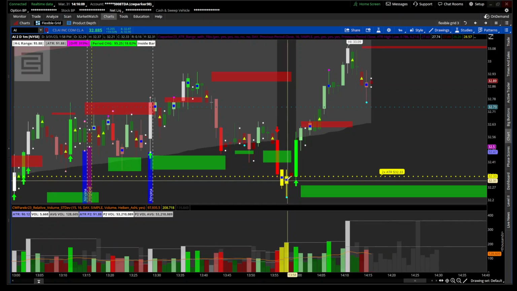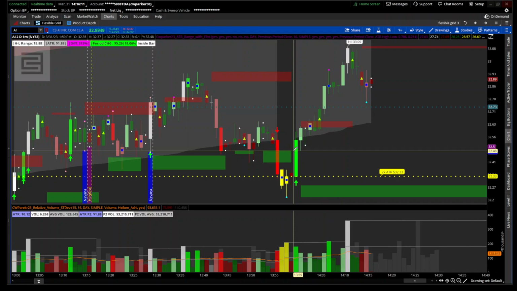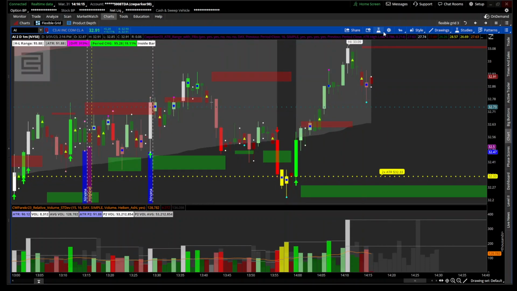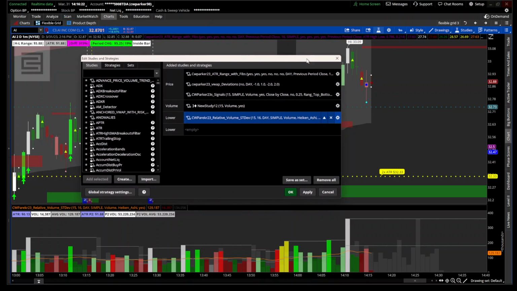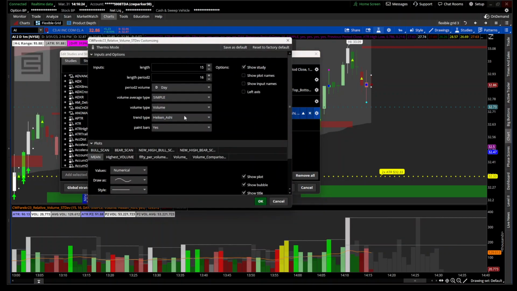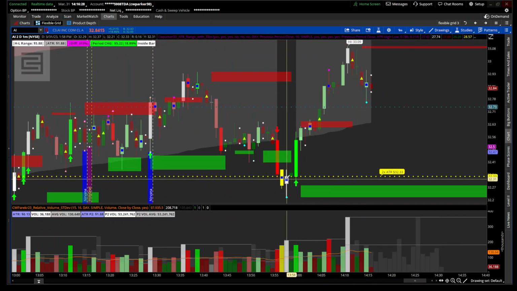And then from there, you get the stock to turn around right there. And I have this set for Heikin-Ashi. That's why it looks that way. But you can actually, like I said before, change this. Let me bring it back. Come over here and change it to close by close, and you'll see, there we go.